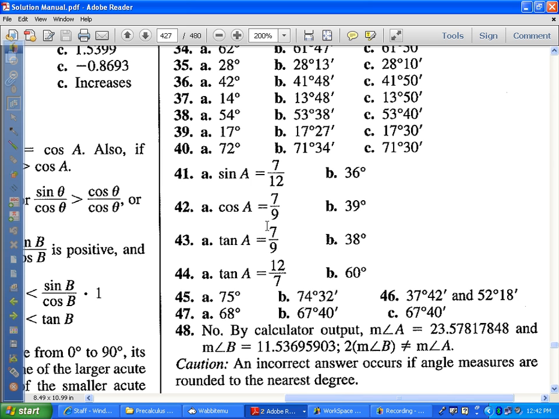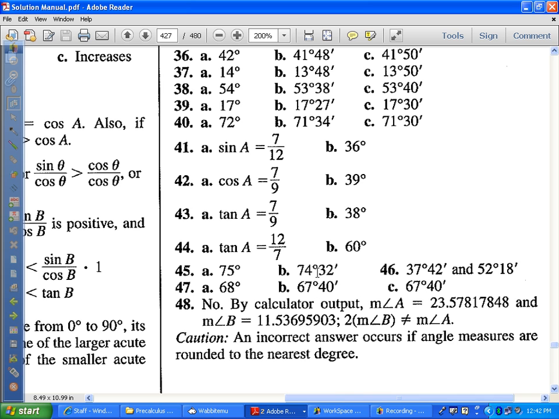42, they gave you the adjacent and the hypotenuse. So the cosine of angle A is 7/9, and inverse cosine of 7/9 gives us 39 degrees. 45 is 74 degrees, 32 minutes. And 48 is no. Just because the function value is double the other does not mean the angle is double the other. Absolutely not.